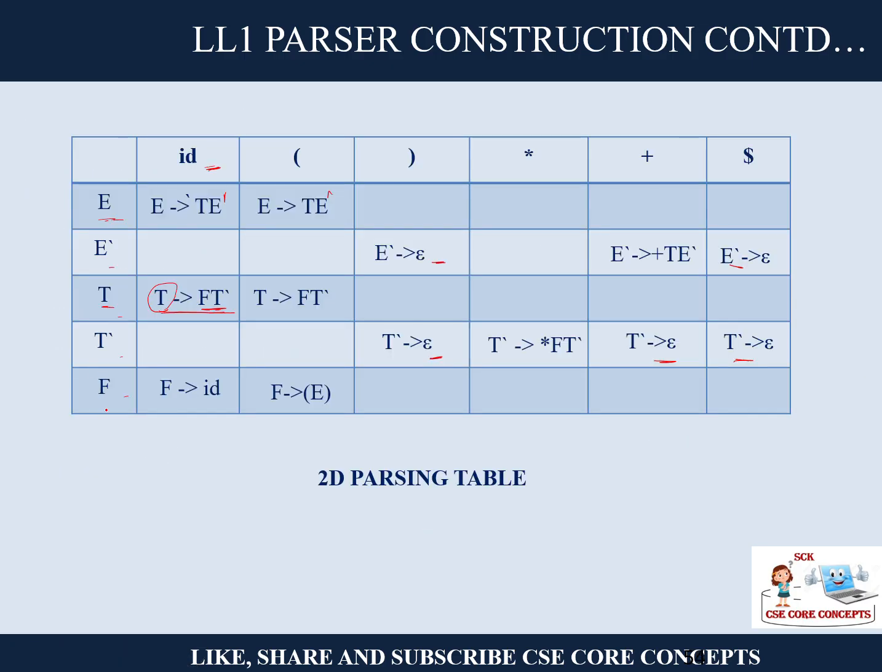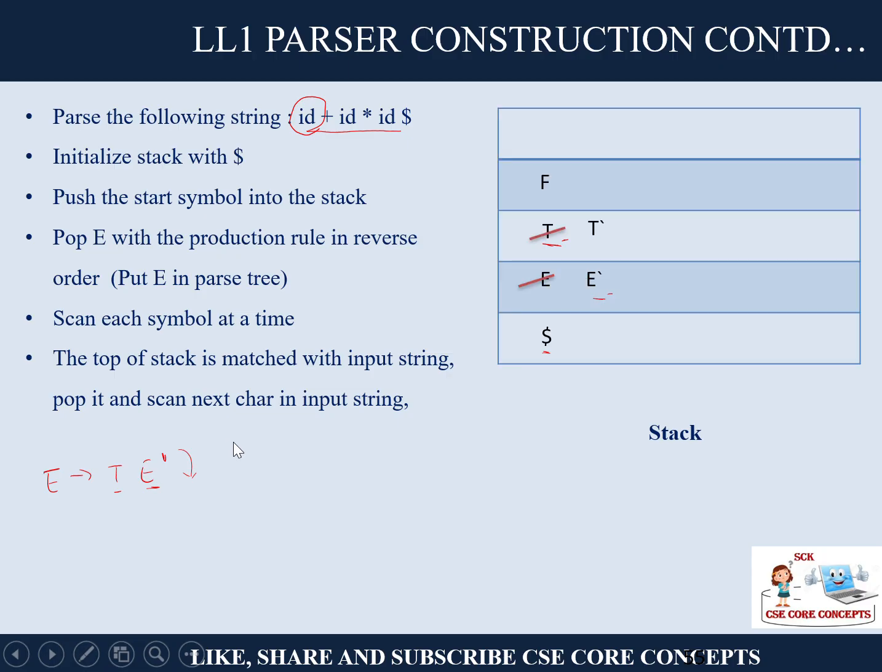You see F to ID, we got F is ID. So you can replace your F with the ID. Happy? Yes. So ID will be popped out. Understood? When you pop out the ID, you have to first pop out ID. So the first string is done. Now your next string is what?